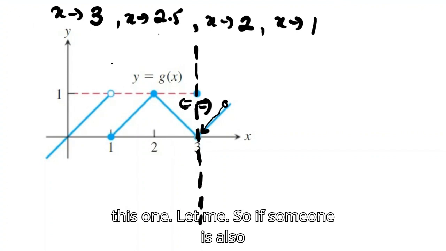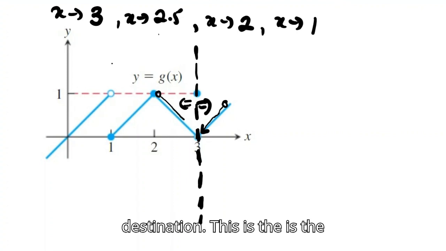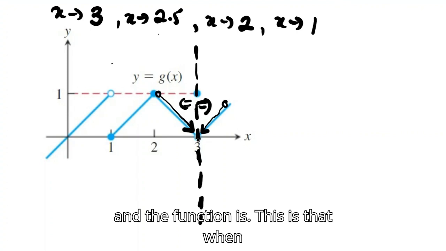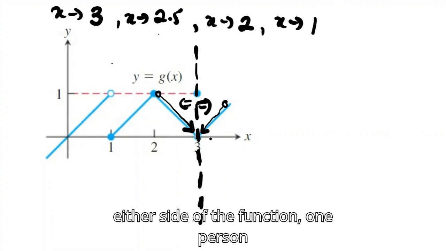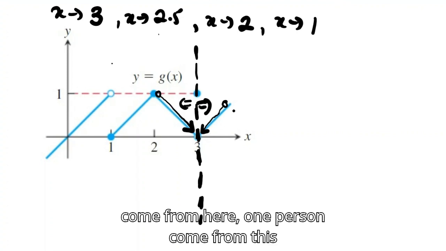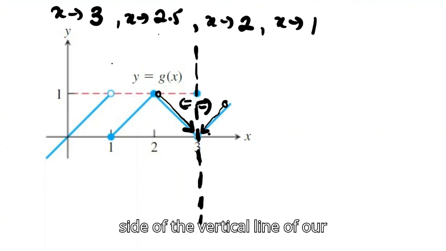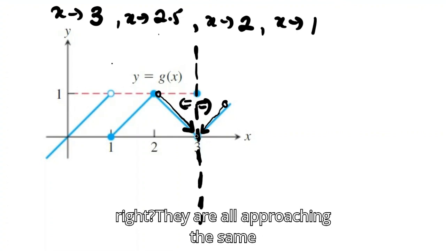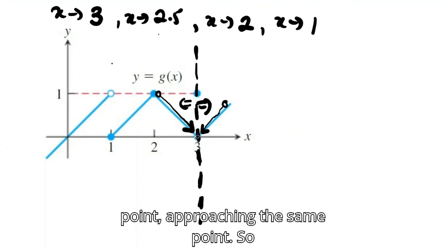Let me clean this one. So if someone is also here, the person needs to move to the destination. The destination is the intersection between our imaginary line and the function itself. You see that if you are moving from either side of the function, one person coming from here, one person coming from this side of the imaginary line, what happens is they are all approaching the same point, right? They are all approaching the same point.